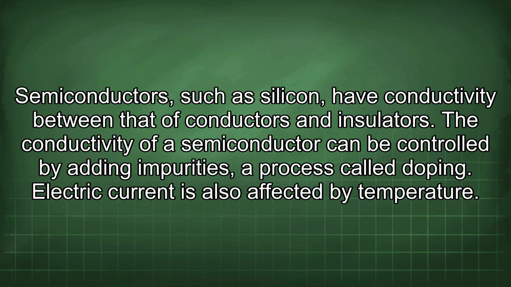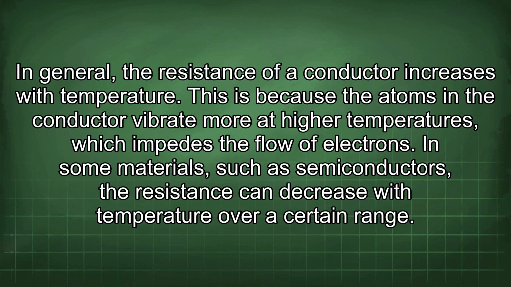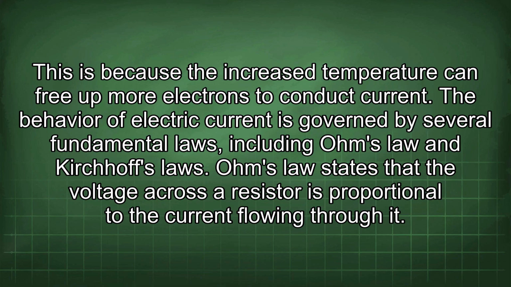Electric current is also affected by temperature. In general, the resistance of a conductor increases with temperature. This is because the atoms in the conductor vibrate more at higher temperatures, which impedes the flow of electrons. In some materials, such as semiconductors, the resistance can decrease with temperature over a certain range. This is because the increased temperature can free up more electrons to conduct current.